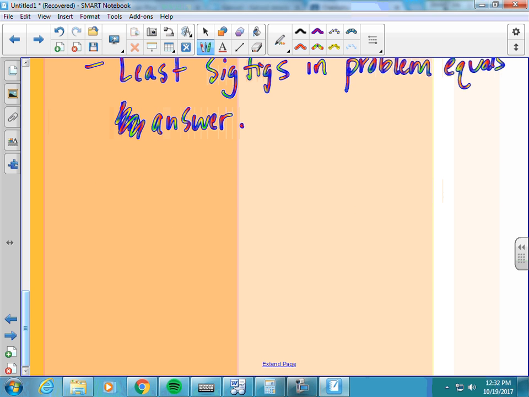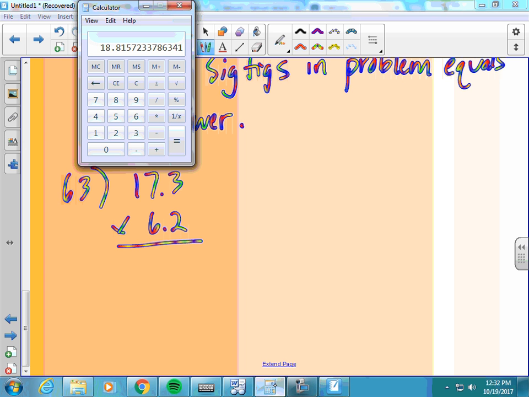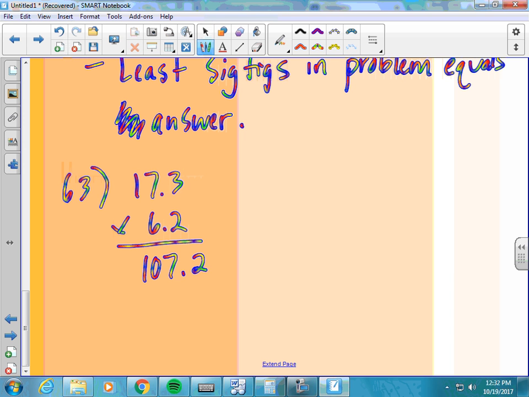Number 63. I have 17.3 times 6.2. Let's start by just multiplying that. So 17.3 times 6.2 equals 107.26. All right, now I got to check sig figs. The number 17.3, how many sig figs does that have?